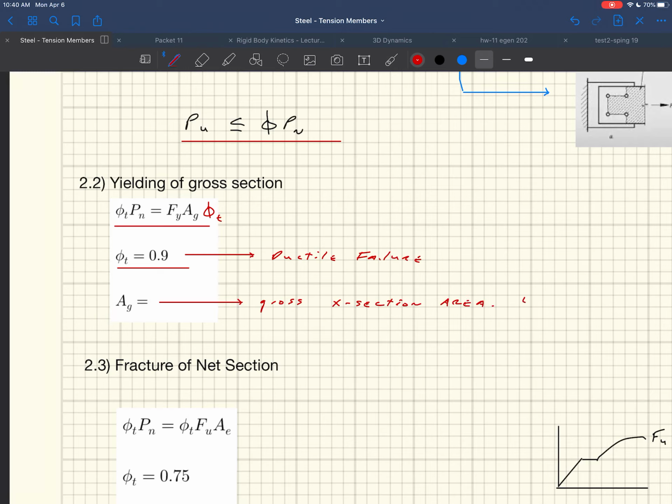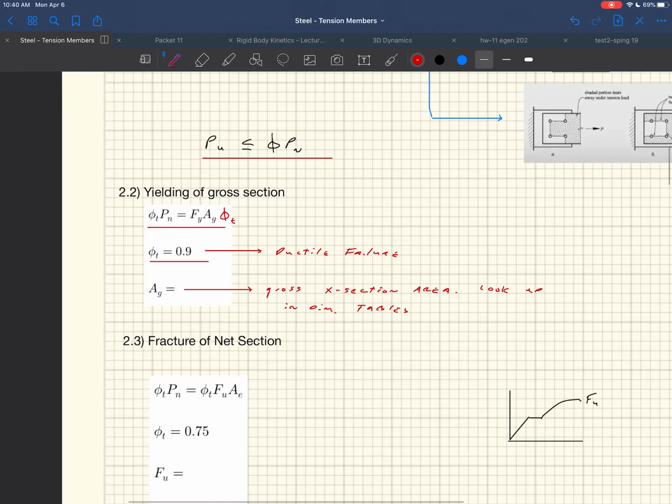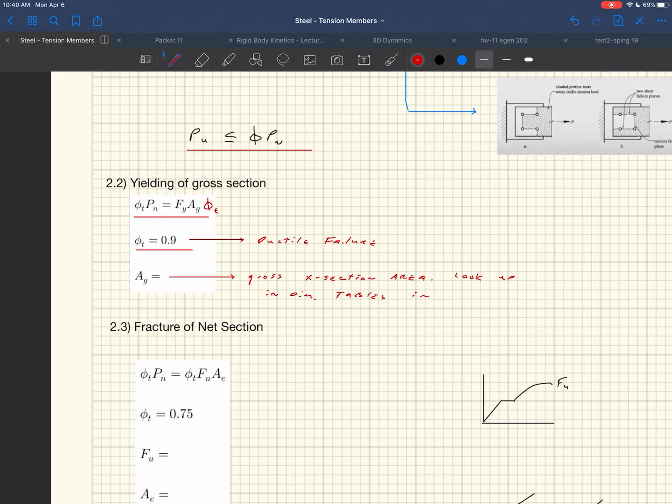Okay, and typically you can look this up in dimension tables in AISC. Sometimes you could just calculate. If it's just like a plate with two different dimensions, you can calculate the gross area. Okay, it's just the total area is what it means by the gross area there.